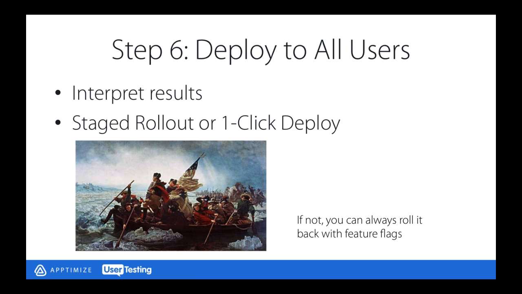So if it turns out that there is something wrong, you can always roll it back with feature flagging, and that's what's really great. With the typical App Store, you'd have to resubmit and wait for either the expedited or normal review process, which can take a long time. So with Apptimize, you're able to use feature flags to roll back things instantly so they're not affecting your users.